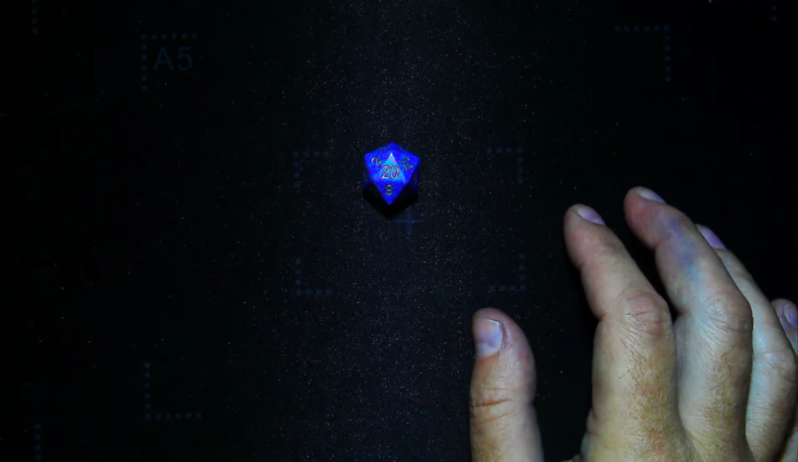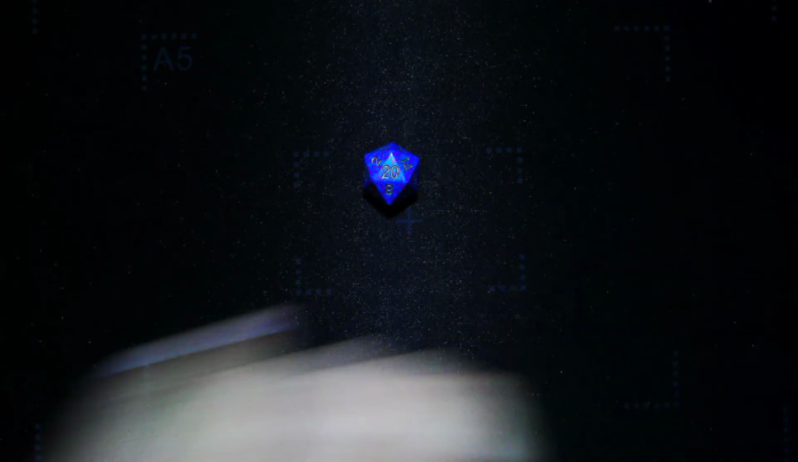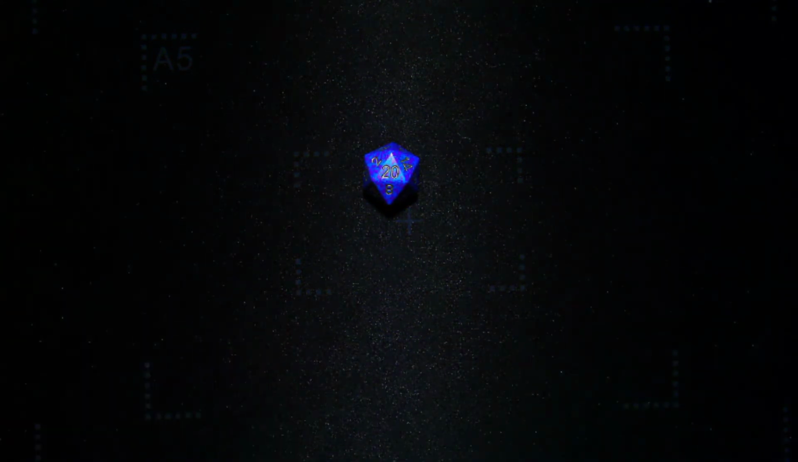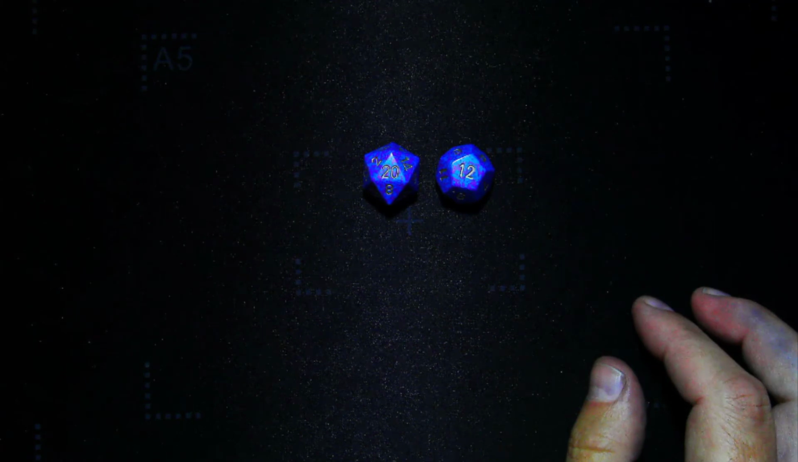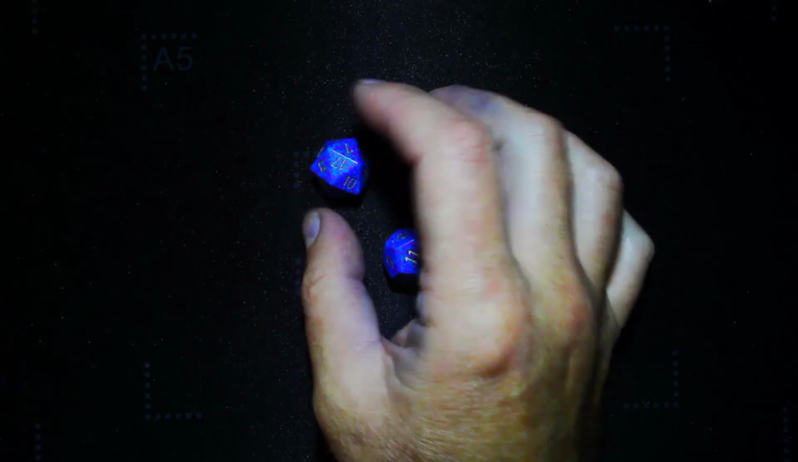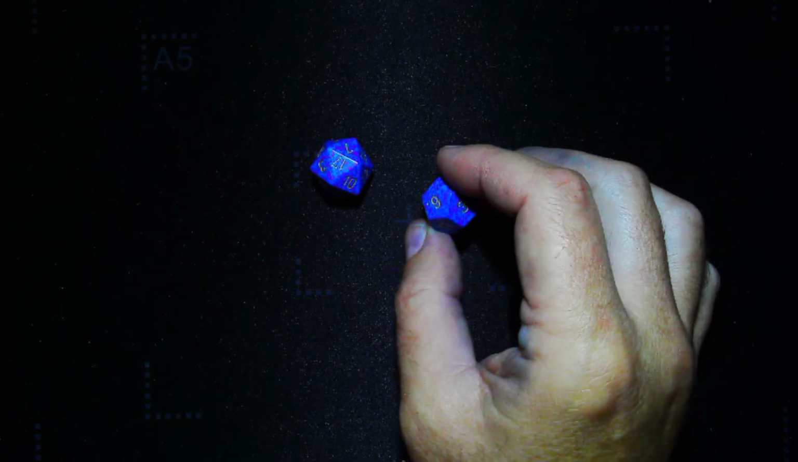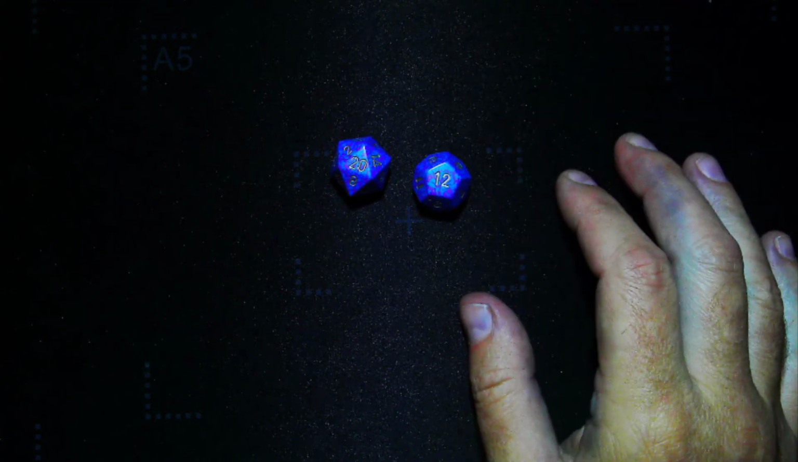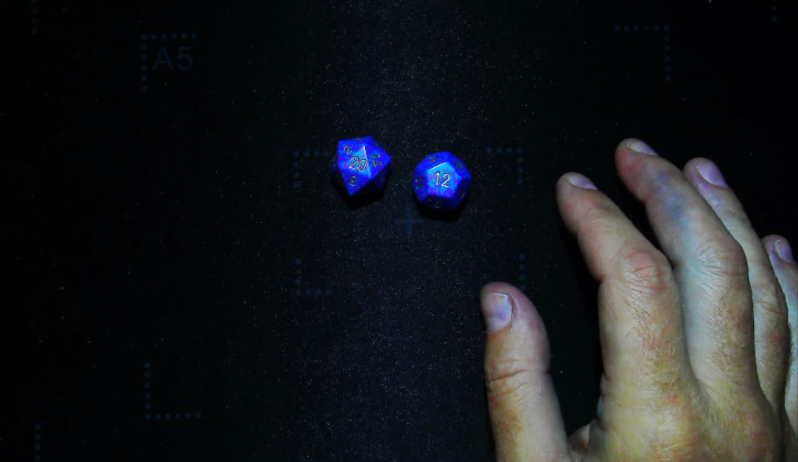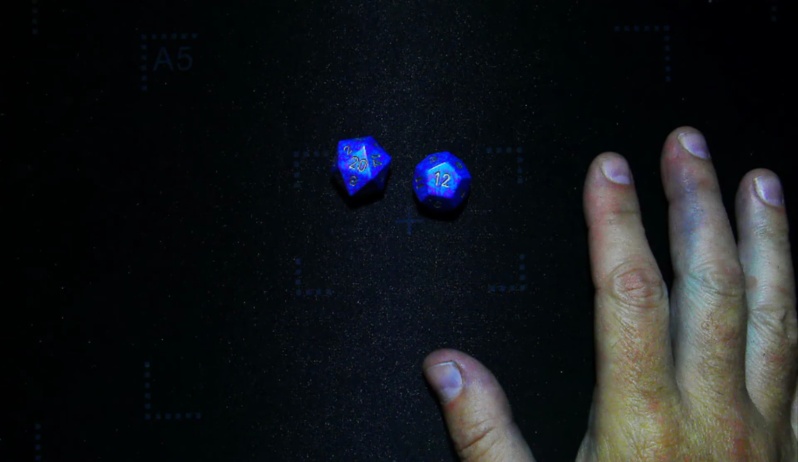This is a 20-sided die. Let's suppose I roll that together with my 12-sided die. How many outcomes are there? Well, there's 20 outcomes for the 20-sided die and 12 outcomes for the 12-sided die. And so there's 20 times 12, or 240 possible outcomes for each roll.